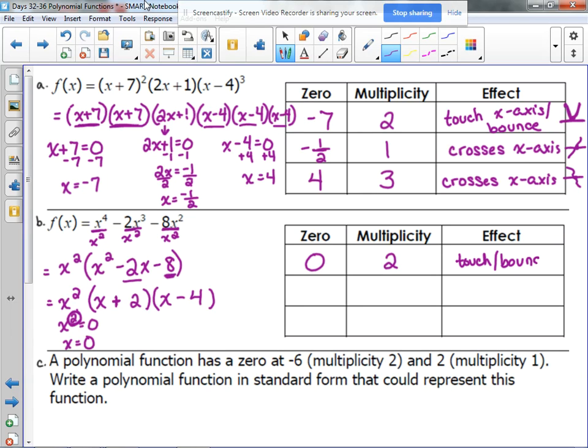I want you to write down both words just so that you continue to remember, because I don't know which terminology they're going to use. It could be either one. x plus 2 is equal to 0. So subtract 2 from both sides. x equals negative 2 is a 0. That factor was just listed once, so it has multiplicity 1, so it crosses. x minus 4 is equal to 0. Add 4 to both sides. x is equal to 4. It was only listed once, so it has multiplicity 1. So it's going to cross.